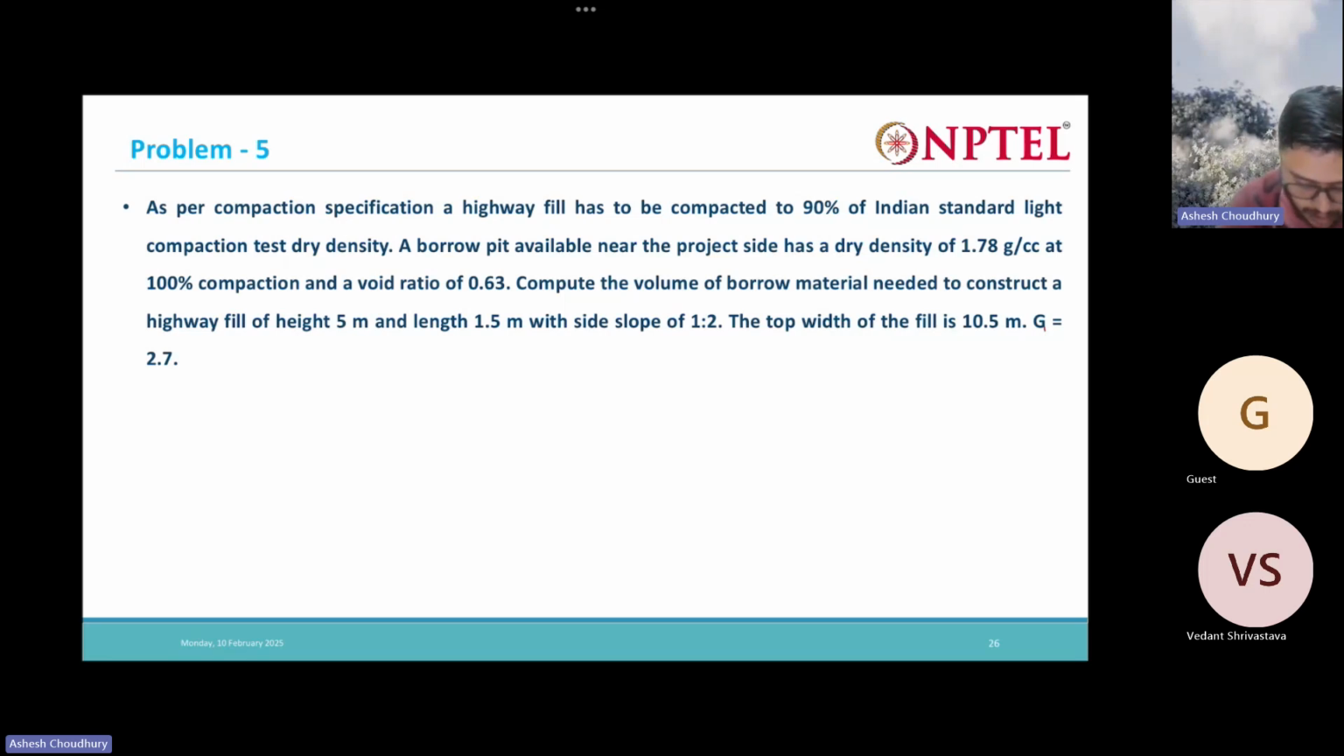Okay, so let us do it slowly. So first, the dry density for the borrow pit. Okay, let me write here.